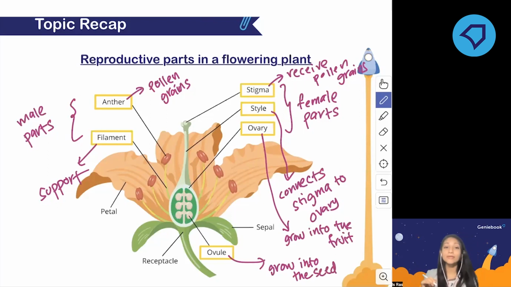And of course, inside the ovule, you can find the female reproductive cell, which is also known as the egg cell. Yes, the egg cell. I should write this down as well. Female part.